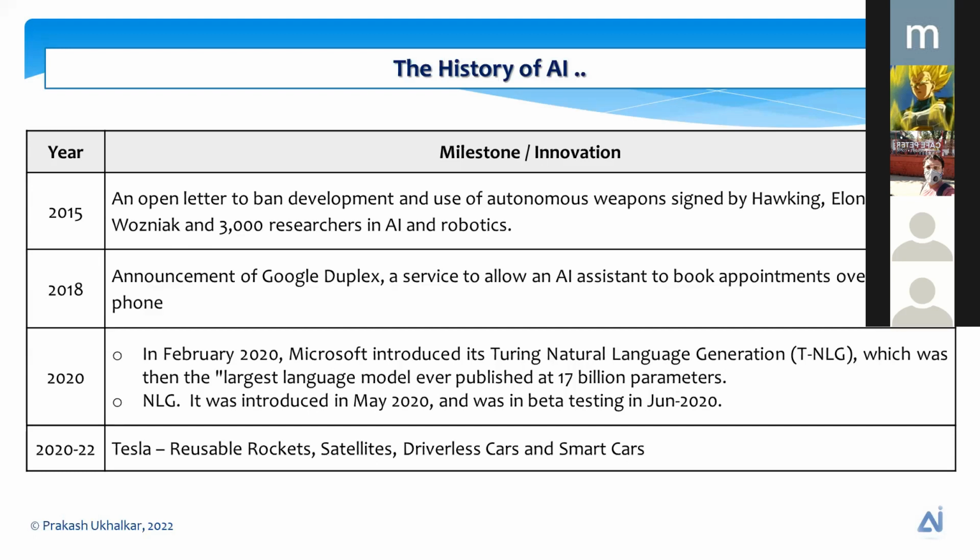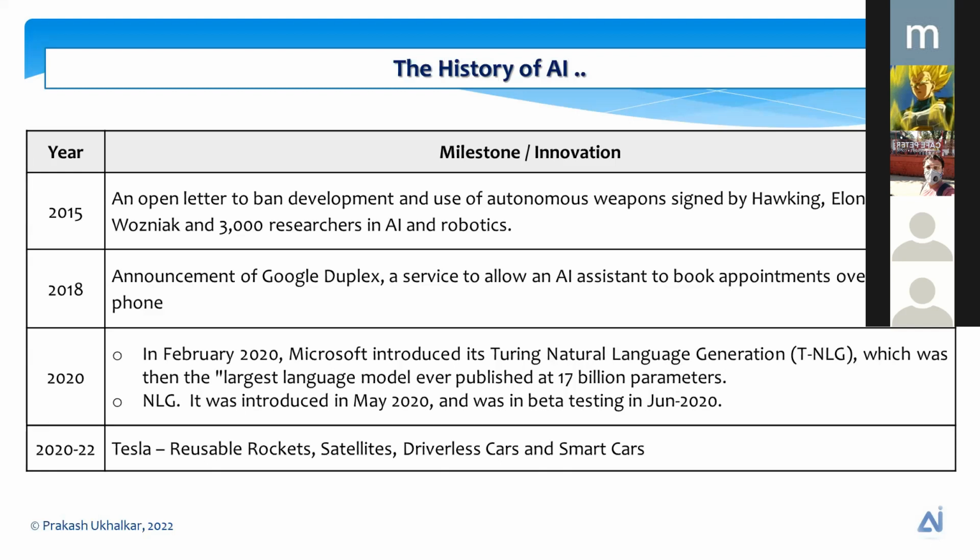In February 2020, Microsoft introduced the Turing Natural Language Generation, basically a natural language generation model, which was then the largest language model ever published, at 17 billion parameters. There were that many parameters, and a technological part of it was added, and that's how that language model was developed to deal with some problems. NLG was introduced in May 2020 and was in beta testing in June 2020.